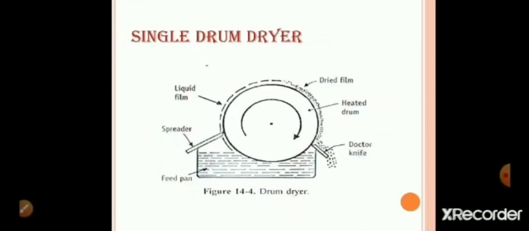In single drum dryer, a hollow metal drum rotates on its longitudinal axis and it is partially dipped into the feed pan. The feed pan contains the liquid which is to be dried. The spreader forms a uniform layer on the surface of the drum, and when this layer is dry, it is removed by the doctor knives.